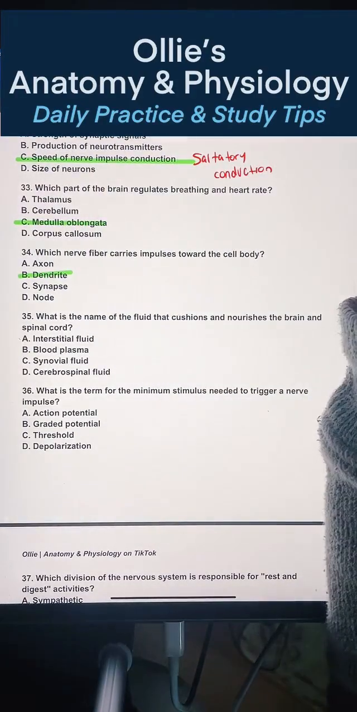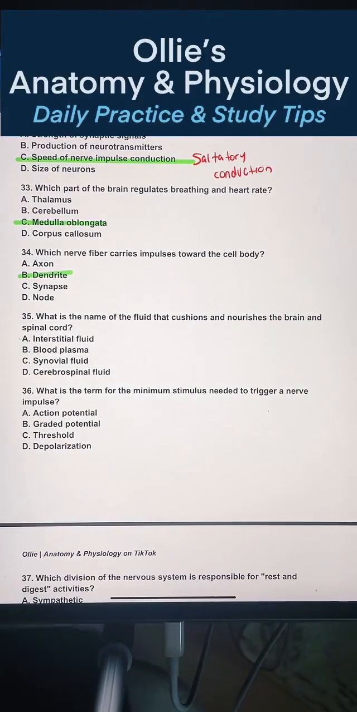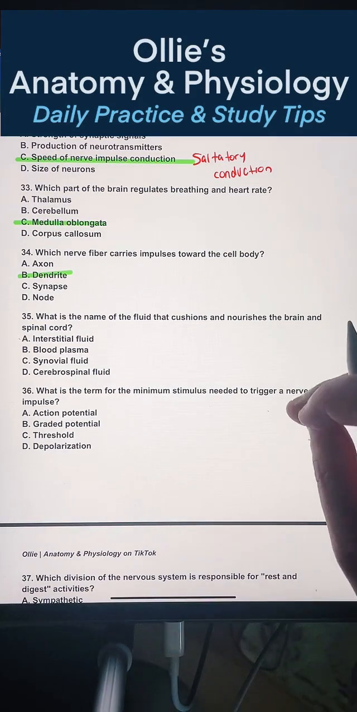Perfect. It is B. It is a dendrite. The nerve fiber that carries impulses toward the cell body is a dendrite. Axon carries it away.